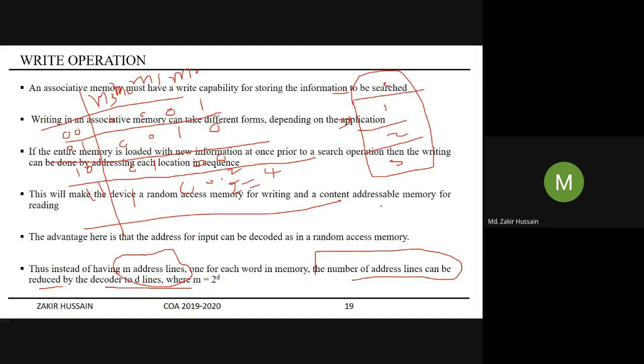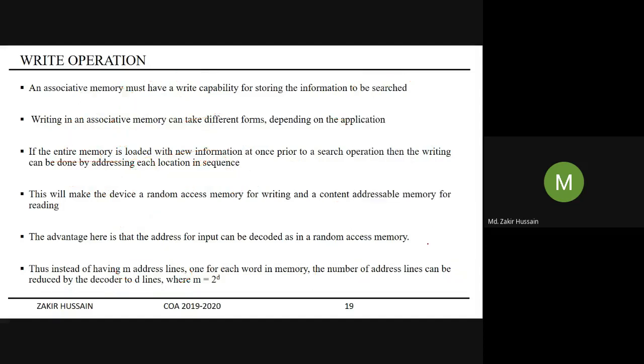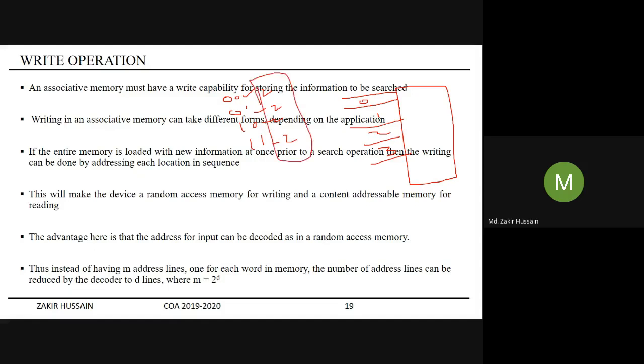Meaning here, instead of having direct addressing for locations 0, 1, 2, 3, to address these possibly two wires are needed each: 00, 01, 10, 11. Two, two, two, two: how many put together in total? 2 plus 2 is 4, plus 2 is 6, plus 2 is 8. A total of 8 different address lines for addressing these locations. There is some mechanism like that.